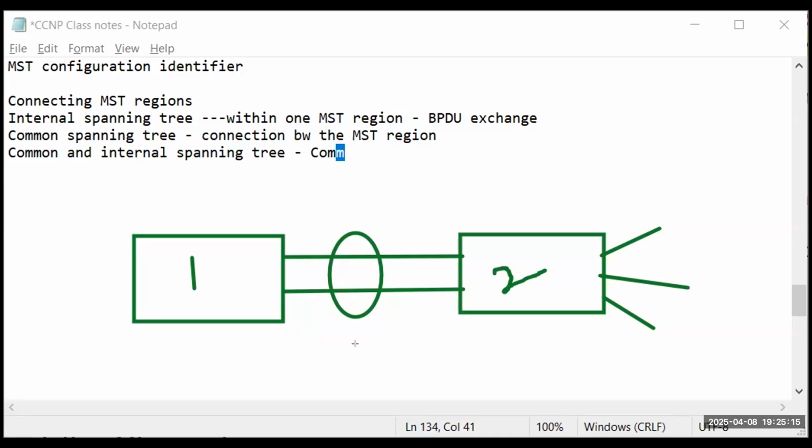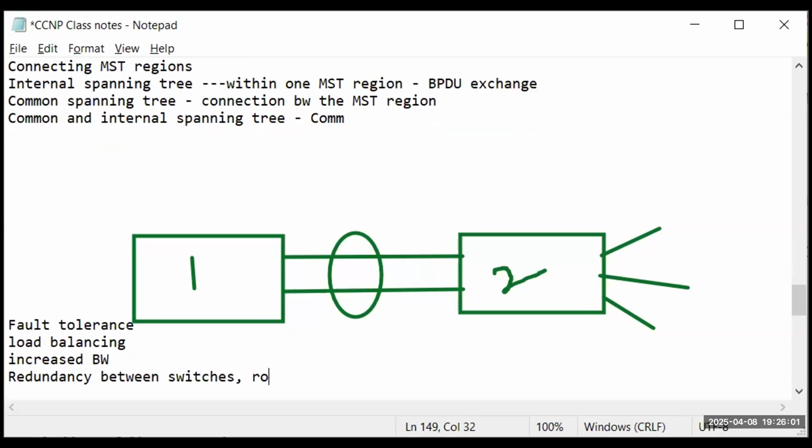So what is achieved here is fault tolerance, load balancing, increased bandwidth, redundancy between switches, routers, servers, etc., whatever is connected in the switches. These things can be achieved by Ether channel. Ether channel technology makes it possible to combine any number of multiple links between the switches to speed up the switch performance. So it's originally a Cisco proprietary protocol.